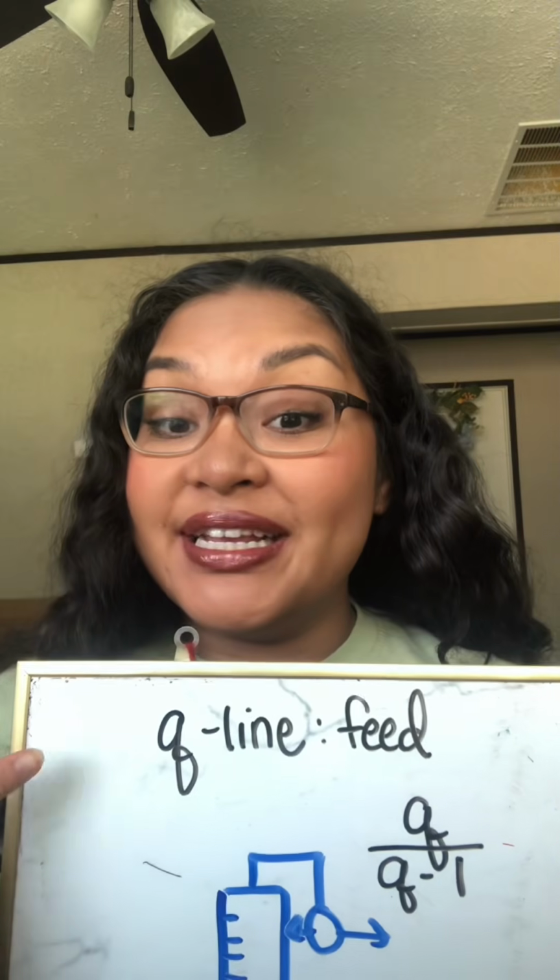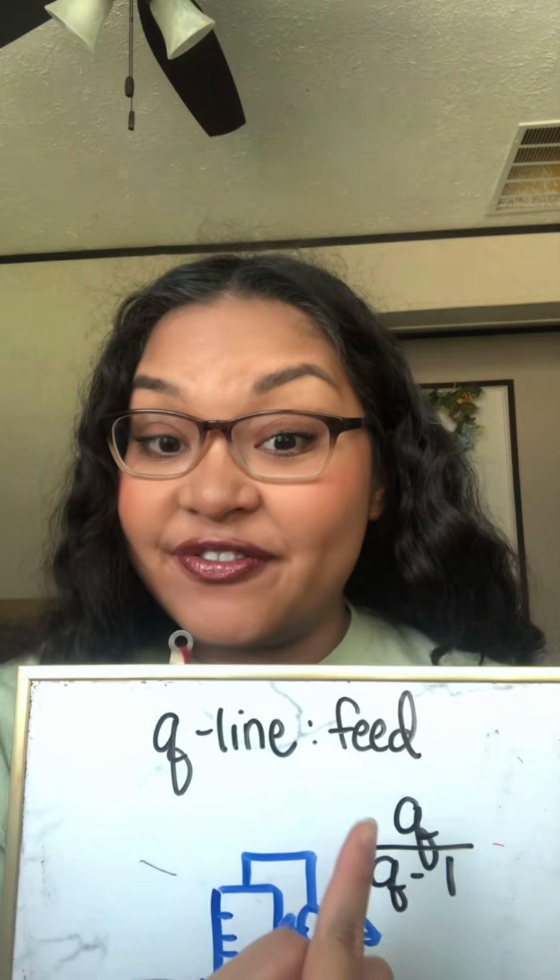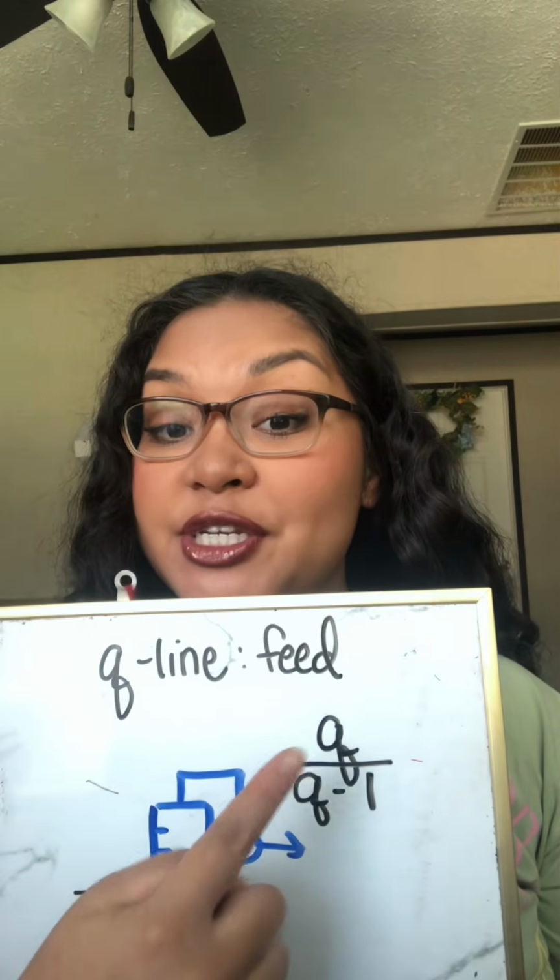Up next for drawing is the Q line, which has to deal with the feed. The slope of the Q line is Q over Q minus 1. Again, please use a straight edge and something erasable when drawing this line.